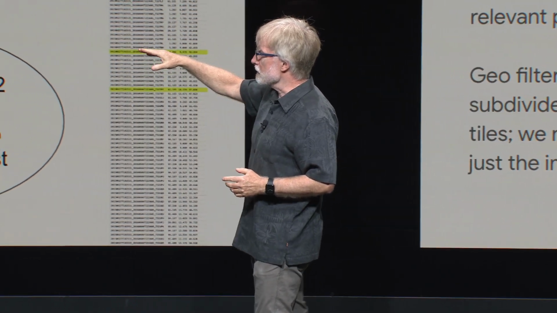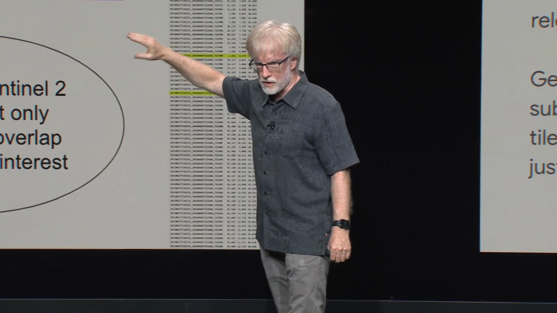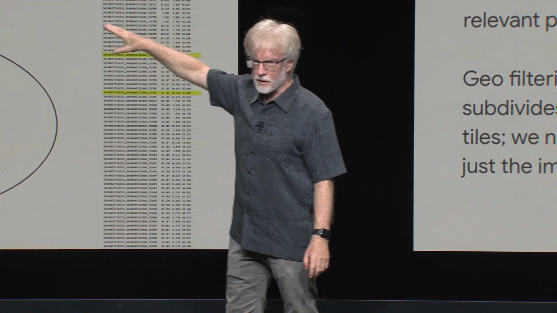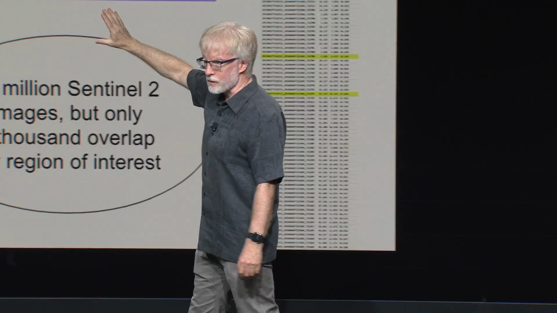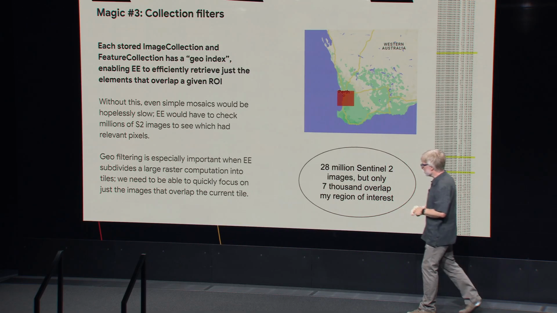It's critical. We have a geo-index for every stored image collection. We have a geo-index for every stored feature collection. That's part of what's going on when you ingest these things, is we're building those indices so that we'll then be able to do these operations very quickly.